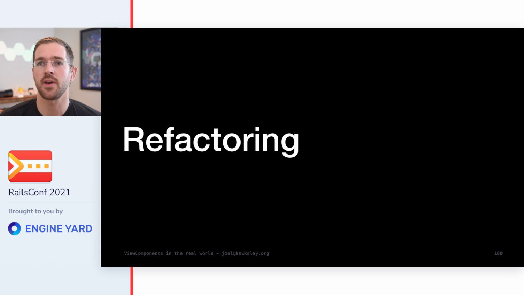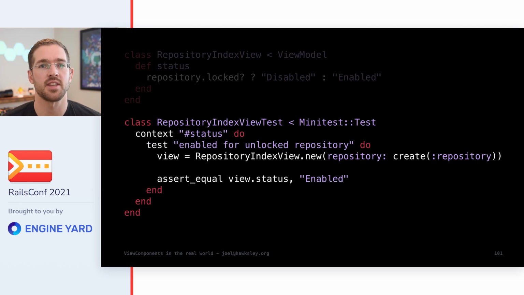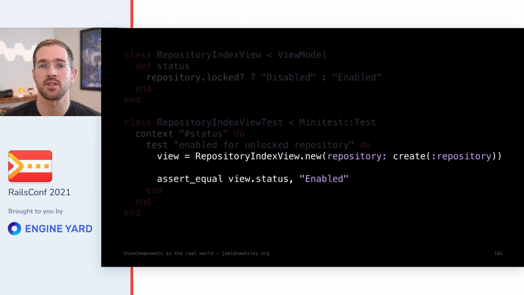The first way is by refactoring existing view code into components. For example, before view components, we used a presenter-like pattern called view models, Ruby objects that we instantiate and then pass into views. So here's an example view model. It's kind of a plain old Ruby object, inherits from a view model base class. We have a status instance method that looks at the repository locked method and returns disabled or enabled. And here's what the test looks like. It instantiates the view and asserts against the object output. So that's a view model.